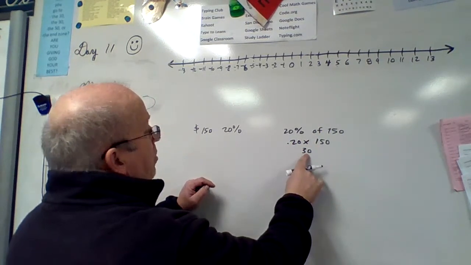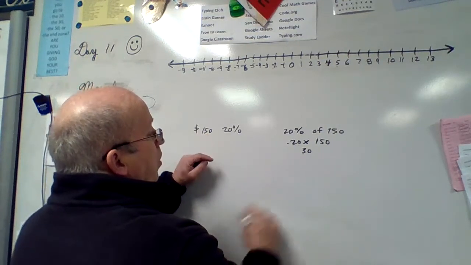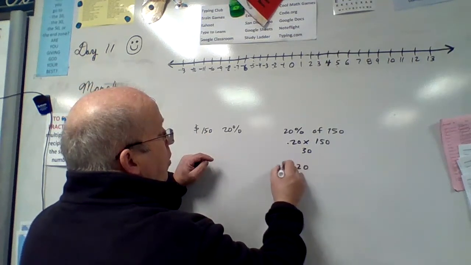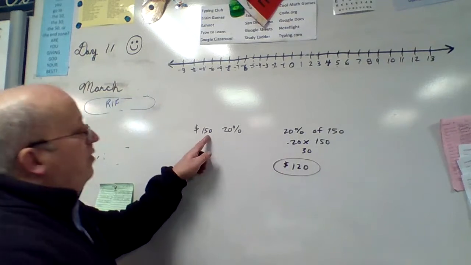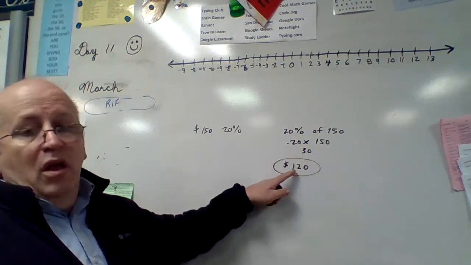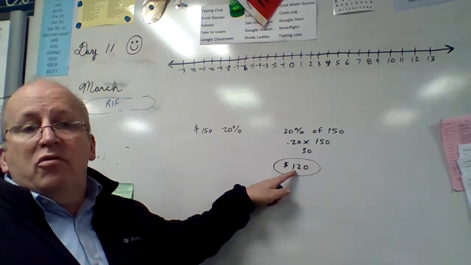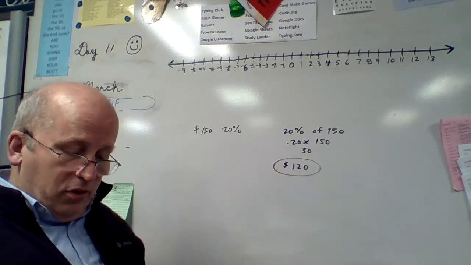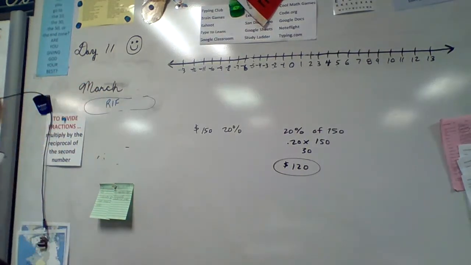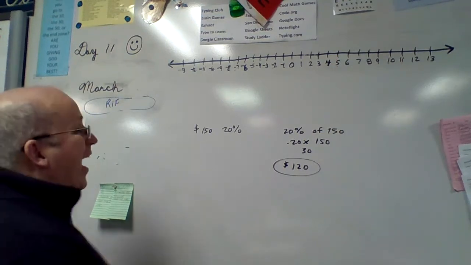So that 30, we then have to take away from the 150, and so the discounted price in this case would be 150 minus the $30. The new price of the item in this case is $120. So that's similar to 13. How about 14, where you've got a sales tax?